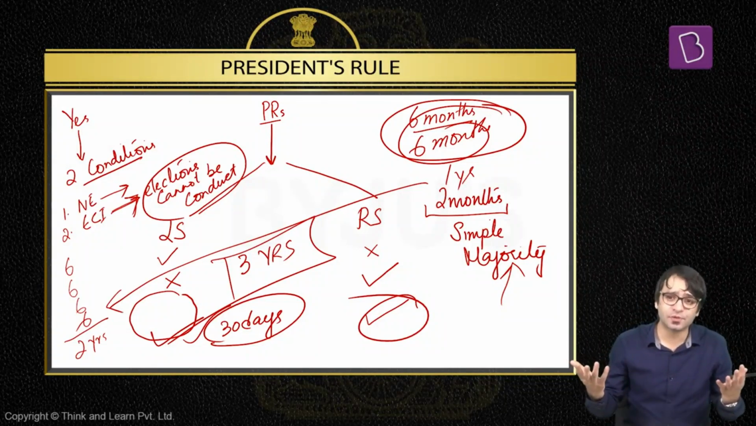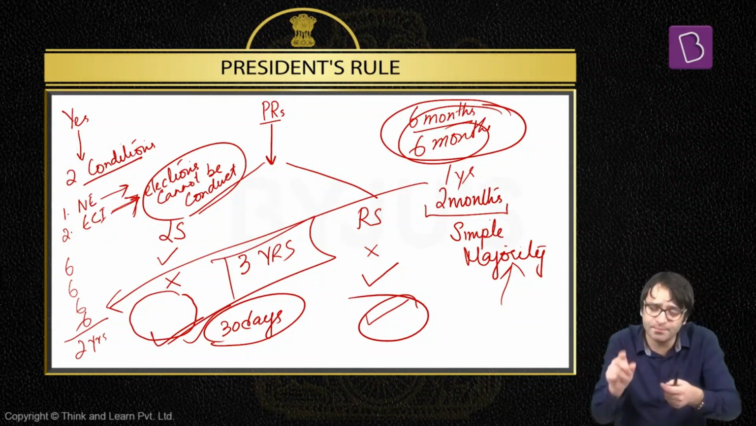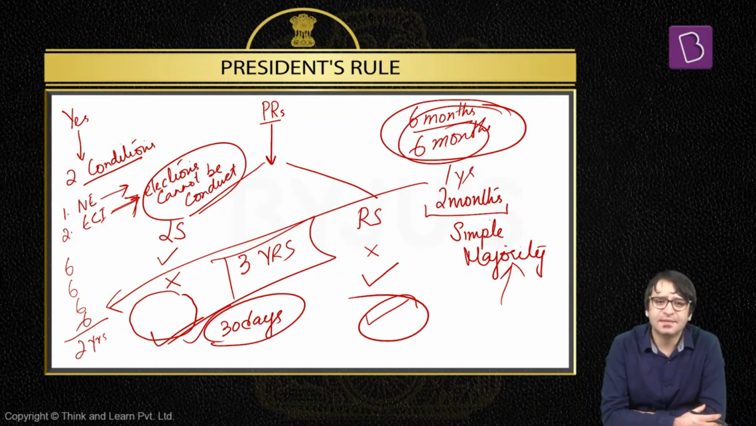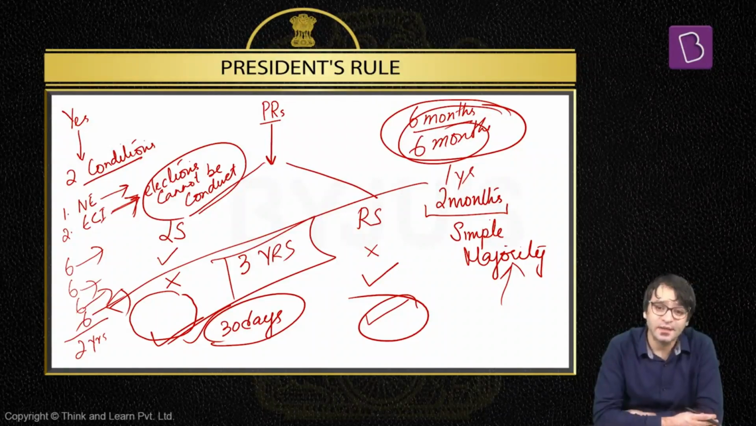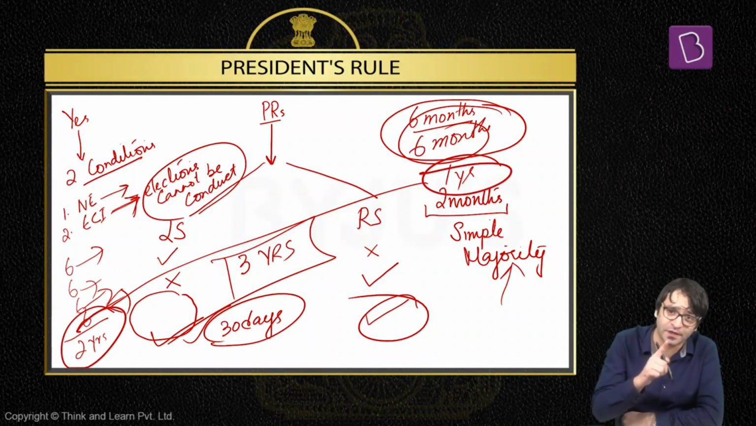Condition number 1, either national emergency is imposed, either in the entire nation or in that state or any part of that state. And condition number 2, Election Commission of India certifies that because of the current scenario, it is difficult or not suitable to conduct elections. In that case, President's rule will continue in that state for 2 more years, but every time 6 months at a time. 6 months, 6 months, 6 months, 6 months, that means 2 years. Which means 2 years here, 1 year here, the maximum constitutional validity of a President's rule is 3 years.